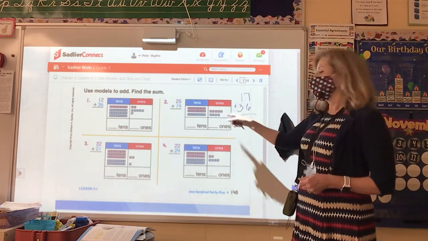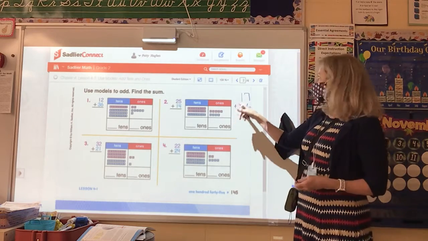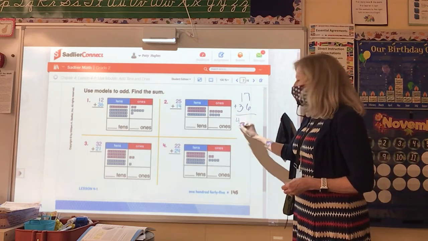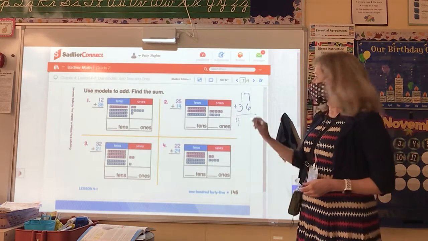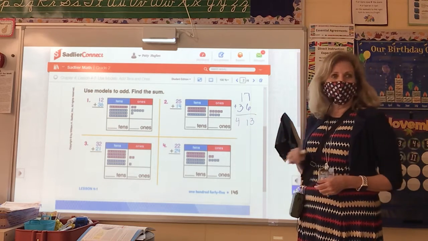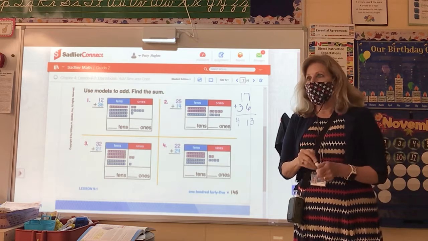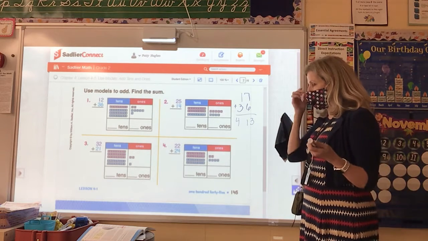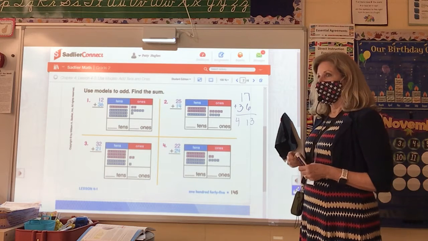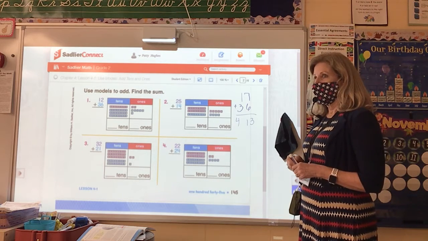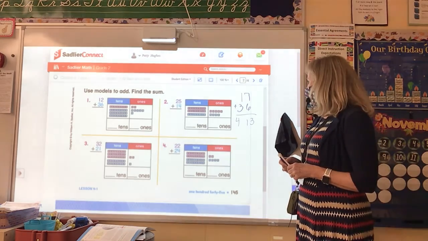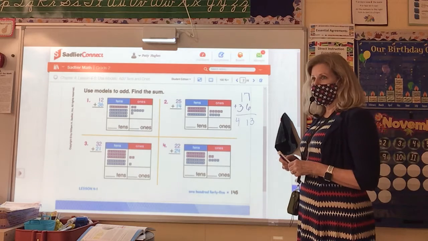So, let's do our tens first. 3 plus 1 equals what? 4. 7 plus 6 equals 13. Is 17 plus 36 equal 413? No. Okay, well, so what were we supposed to do? Charlotte? Add the 4 and the 1.